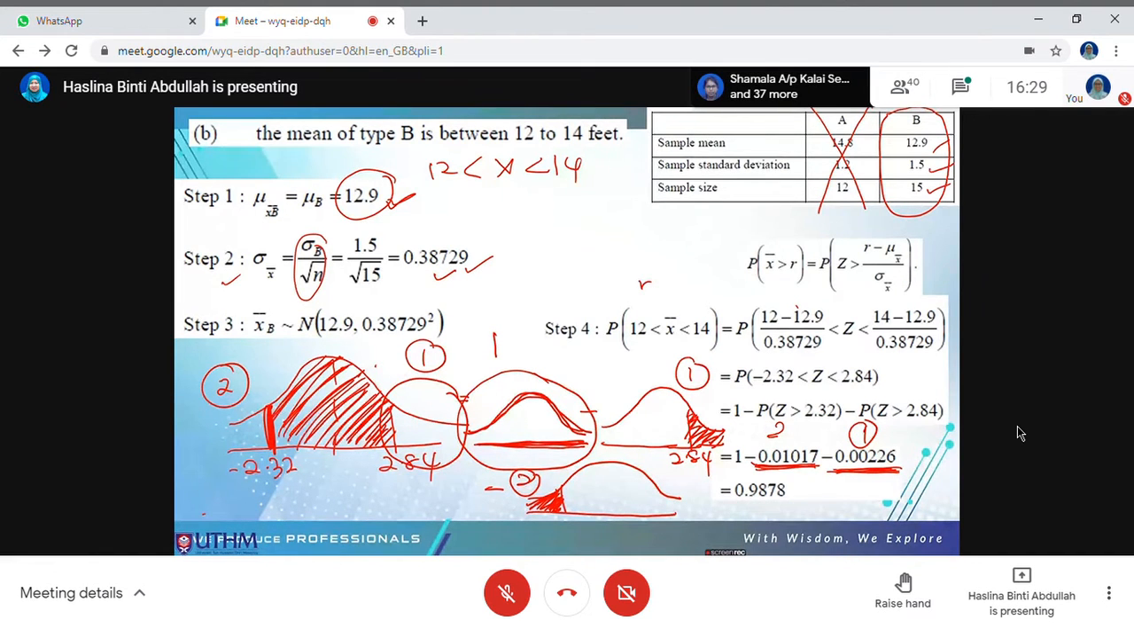0.01017. Yes. Okay. For this area, as I mentioned last week, the left area and right area are symmetrical. So you just find for 2.32, and we will get 0.017. So 1 minus 0.0226 minus 0.01, you will get the final answer, which is 0.98. Okay, clear, Jasbir? Yeah, clear, doktor. Thank you.